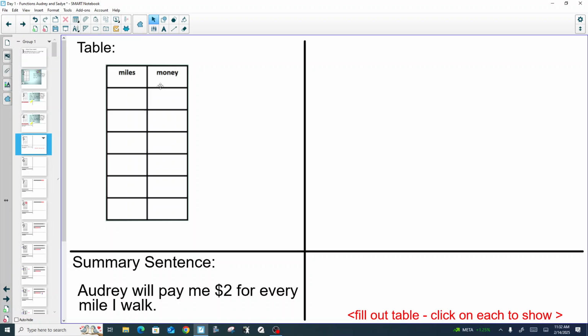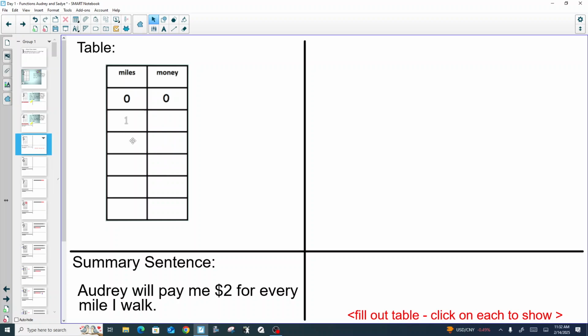So how many miles will I walk if I don't walk at all? 0. So can you guys just put a 0 right there? And then let me ask you this one question, and it's this idea we just want to use common sense. We don't want to do anything crazy with this. If I don't walk any miles, how much money will Audrey pay me? So how much should we put under the money? 0.